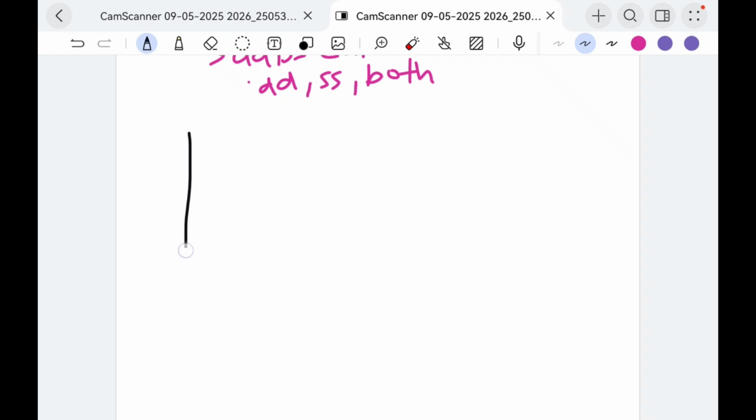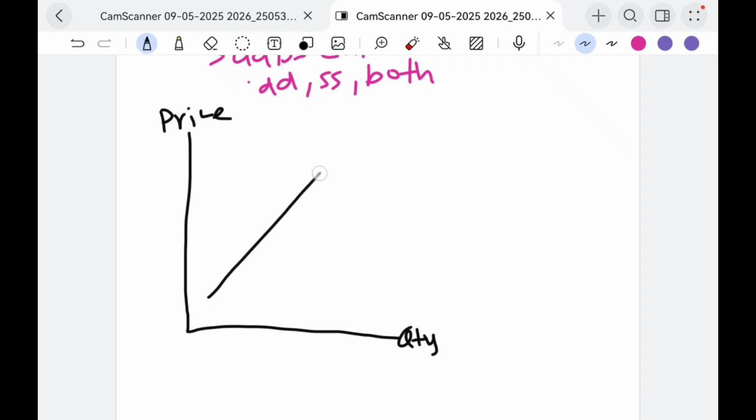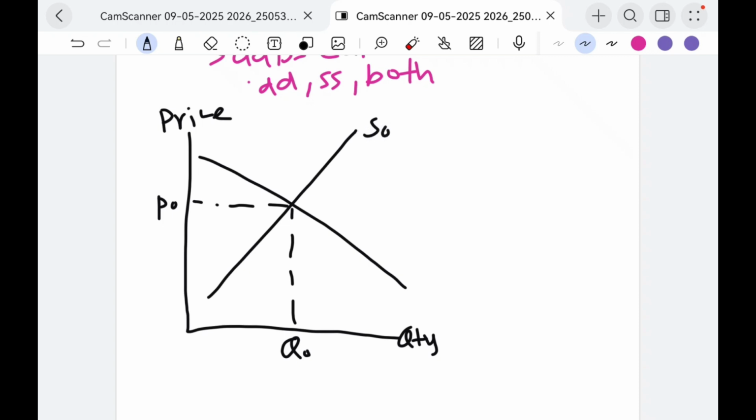This drawing should be quite fast. It shouldn't take you more than 10 seconds. So you draw your initial equilibrium, Q0, P0, supply S0, demand D0.